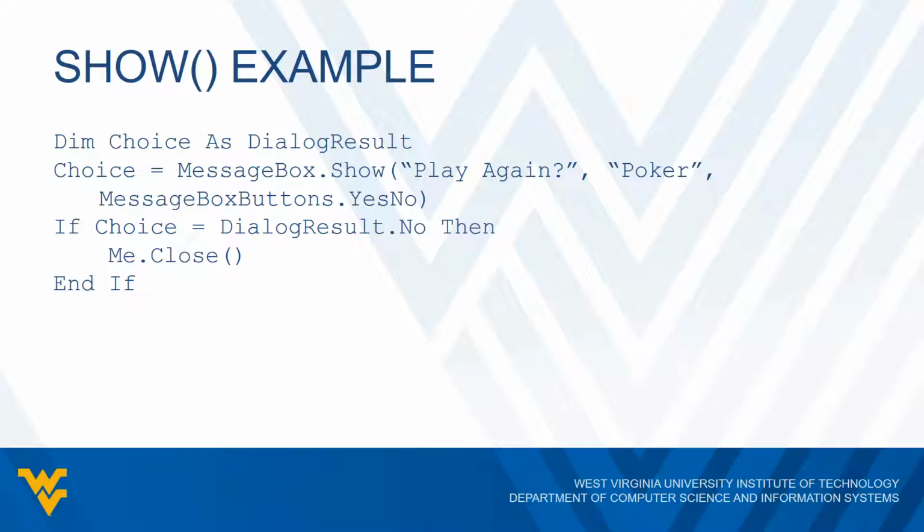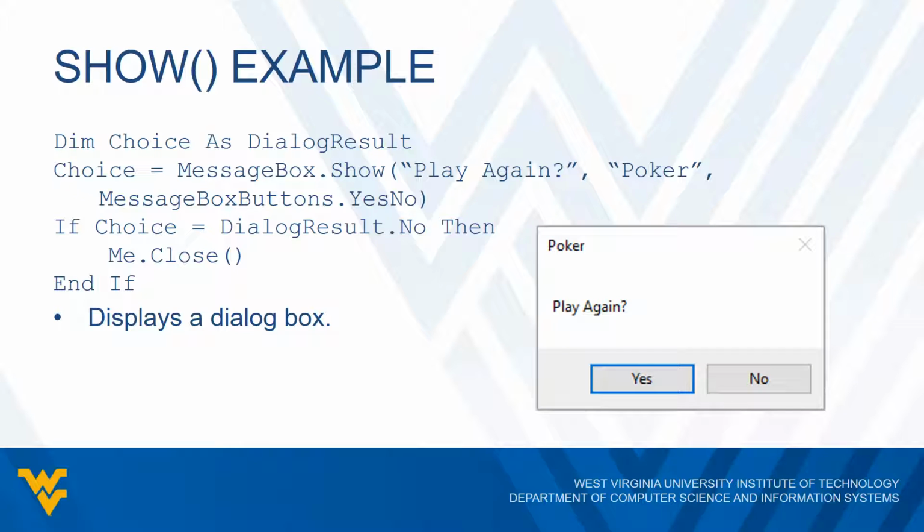The first argument, play again, is going to be the main message that appears in our box. The caption argument says poker, so that's our string there. That's going to be the title that's displayed in our dialog box. And then our third argument is going to have messageboxbuttons.yesno. So this is saying that our dialog box is going to have yes and no buttons. So we see that this function is going to display a dialog box. In fact, here's what it looks like.